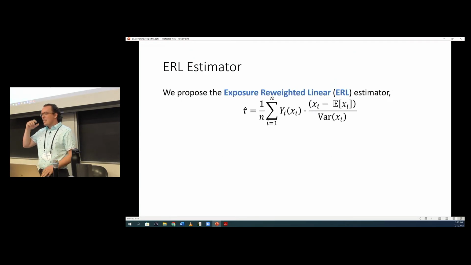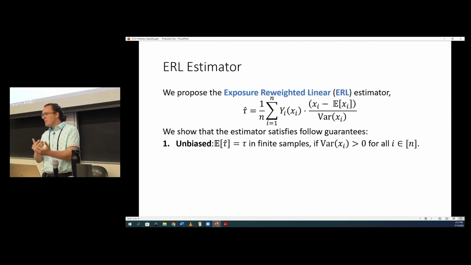So we propose the exposure reweighted linear estimator. We call it the Earl estimator here. It's very simple. What you do is you average the outcomes that you observe times some normalization factor. And that normalization factor depends on the observed exposure and the 2 statistics of the exposure distribution. So we take the exposure, subtract off its mean, divide by its variance. And that's what our estimator is. It's a very simple one.